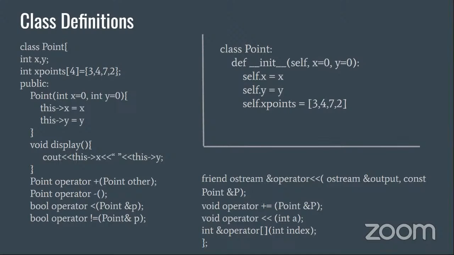Now going on to the class Point in Python, we have defined a constructor here, and we have taken x equals 0, y equals 0 as the arguments, just the same as C++, and assigned them to the member variables x and y. Similarly, we have also defined an array x points here: 3, 4, 7, and 2. Now we'll move on to the next slide, starting with the first example for binary operators overloading.